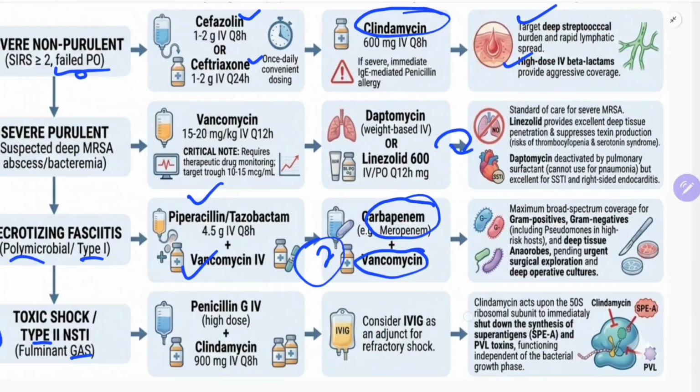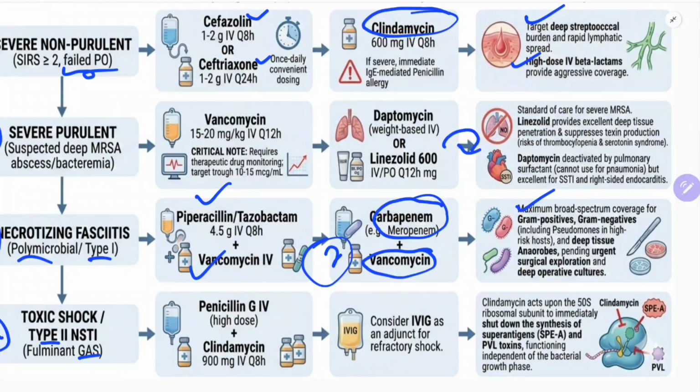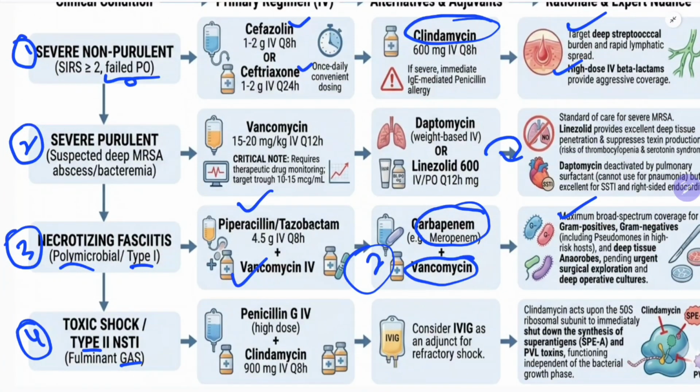This is the alternative. So maximum broad spectrum coverage for gram positive, gram negative, including pseudomonas in high risk host, and deep tissue anaerobes is required, pending urgent surgical exploration and deep operative cultures. So if suspected, you should start this Piptaz, vancomycin and clindamycin, and you should refer to the surgical department.